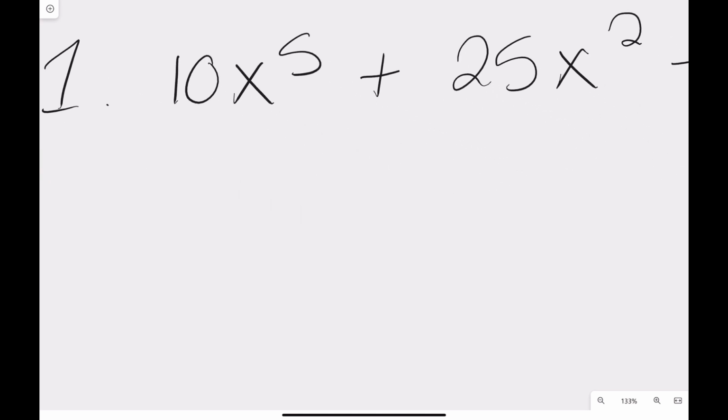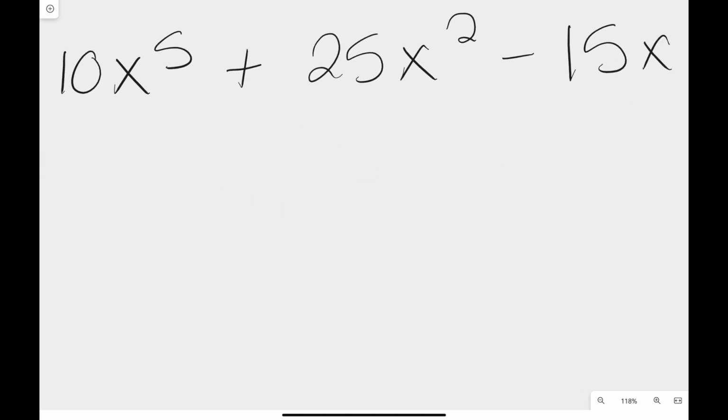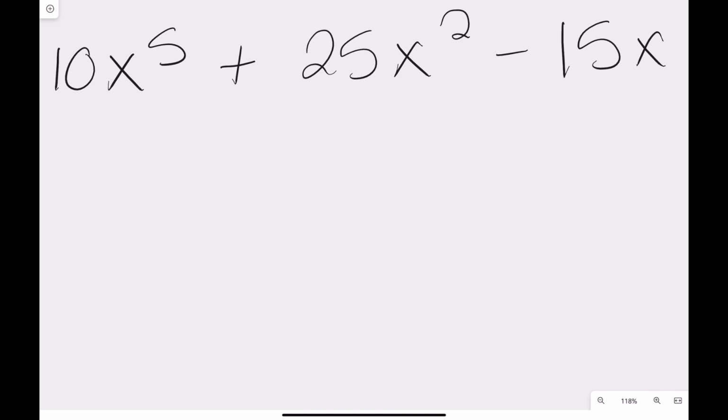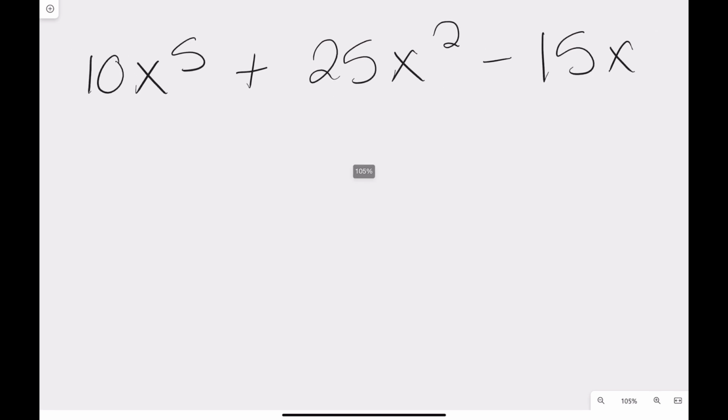So the first example we're going to do is 10x to the power of 5 plus 25x to the power of 2 minus 15x. Now we're going to look at these three terms and we're going to see what they have in common with each other. So we can see that the coefficients 10, 25, and 15 are all divisible by 5. So we're going to write that down.